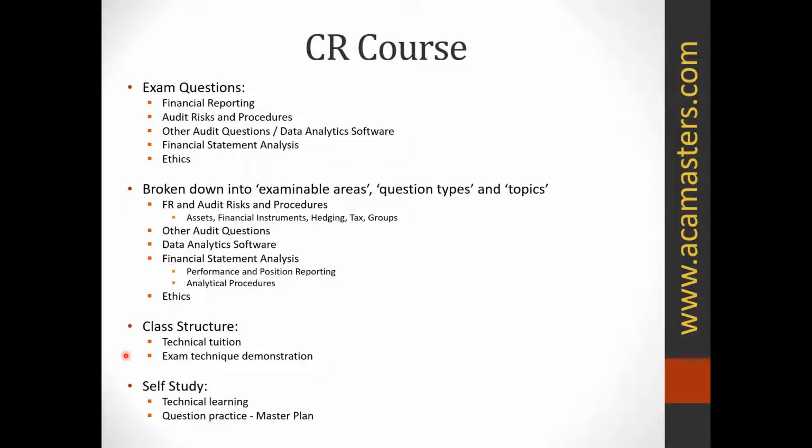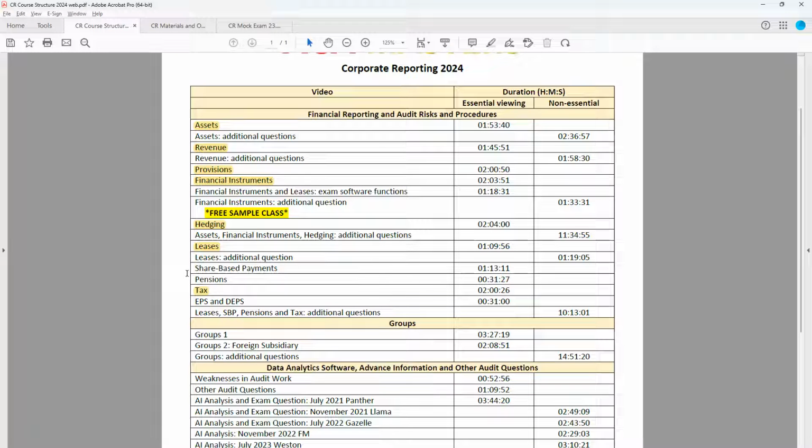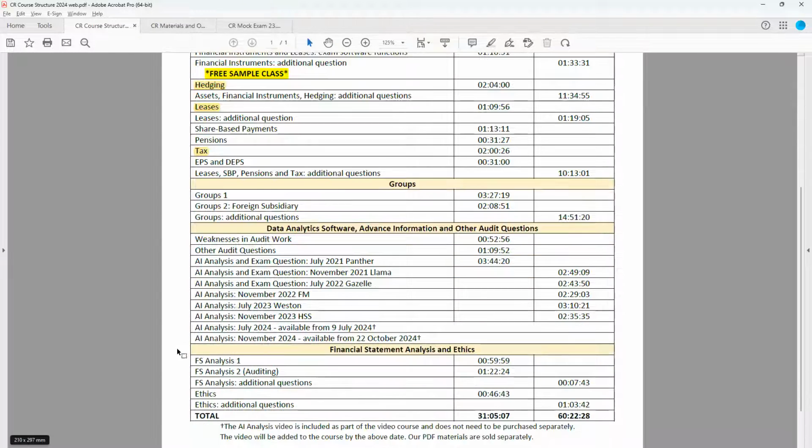Most importantly, I'll be demonstrating the exam technique to use, so you'll be clear on how to answer questions, and then all you're doing is going away and applying that exam technique that I've taught you and understanding those technical principles that I've taught you and applying that to exam questions, and then you will, of course, have mastered the topic yourself. So you'll go through FR, audit risks and procedures for all of the topics first of all.